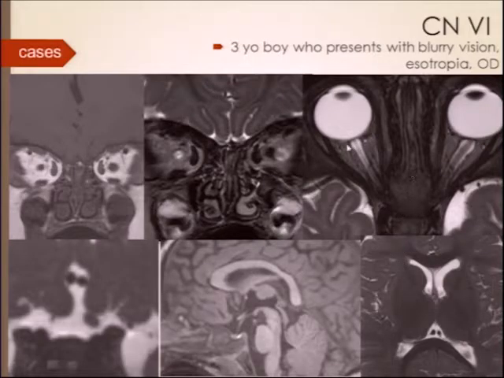This 3-year-old boy presented with blurry vision. You can see here he has optic nerve hypoplasia on the right side, as shown on this coronal T2 weighted image. There's an axial T2 weighted image showing this very diminutive optic nerve on the right, and it is seen here, I think, as well on this coronal reformat from this KISS sequence along the cisternal segment.